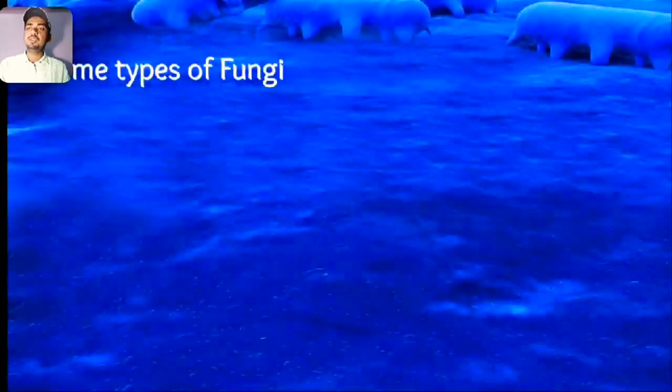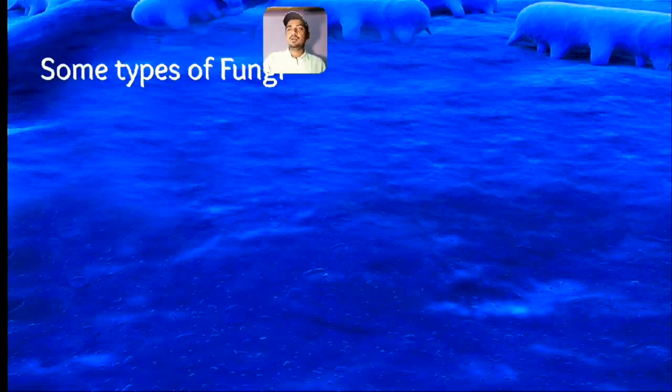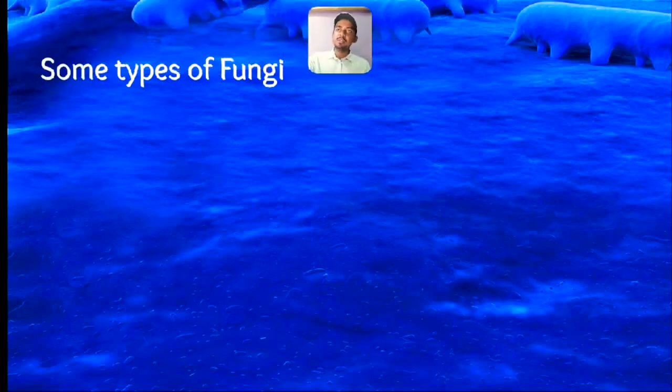Now let's move further. Here we have some types of fungi. You can take these as some examples, but they are also some different types.